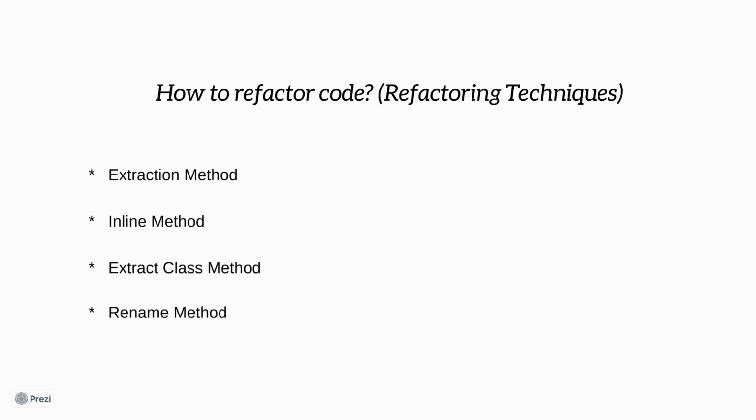Inline method. Basically, it's the opposite of what the extraction method offers. It is designed to solve the problem of when a method body becomes more readable than the method itself. Extract class method. When you have a class that is performing the task of a new class, then move all relevant attributes to this new class.